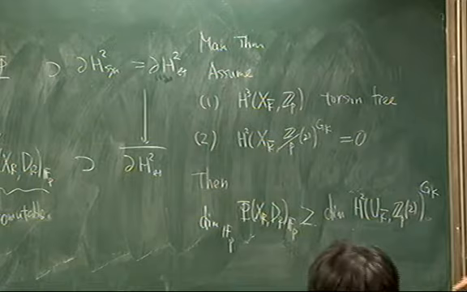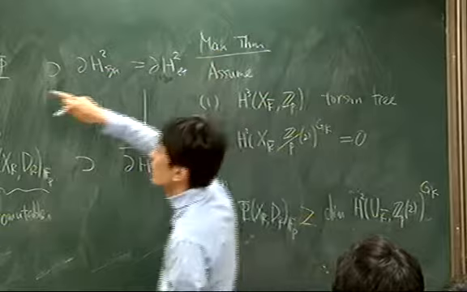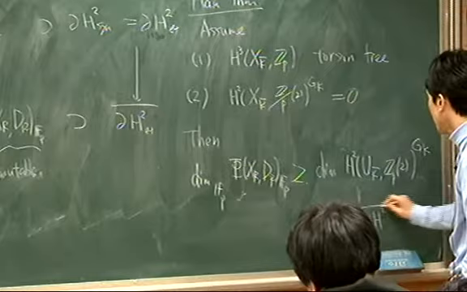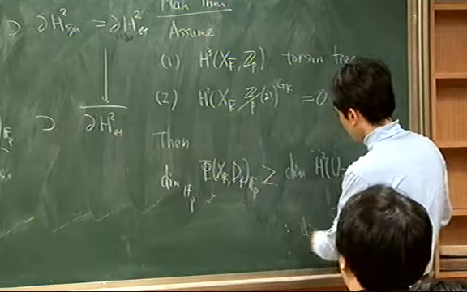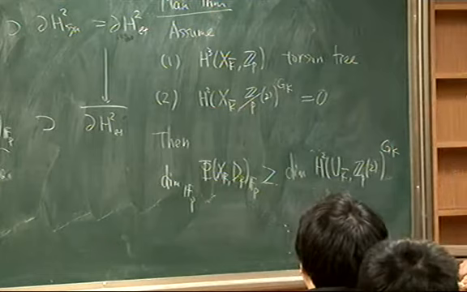Right? These two conditions imply that this one is a direct summand in this. So therefore, these two conditions imply the dimension of delta H2 bar. Okay? And the key lemma shows that this space is contained in this space. So we have the equality. And I say again, this is a computable bound.